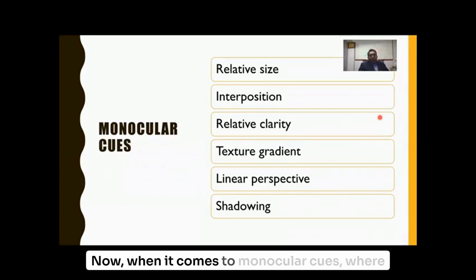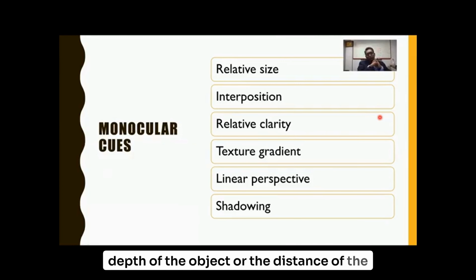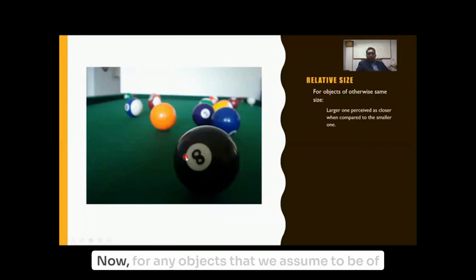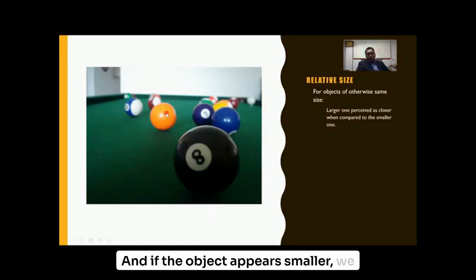Now, when it comes to monocular cues, information provided by a single eye is sufficient for the brain to determine the depth or the distance of the object. There are several monocular cues, and we're going to talk about each one of these. First, let's talk about relative size. For any objects that we assume to be of the same size, the object that appears bigger, we perceive as closer. And if the object appears smaller, we perceive it as farther away from us. So that is relative size.